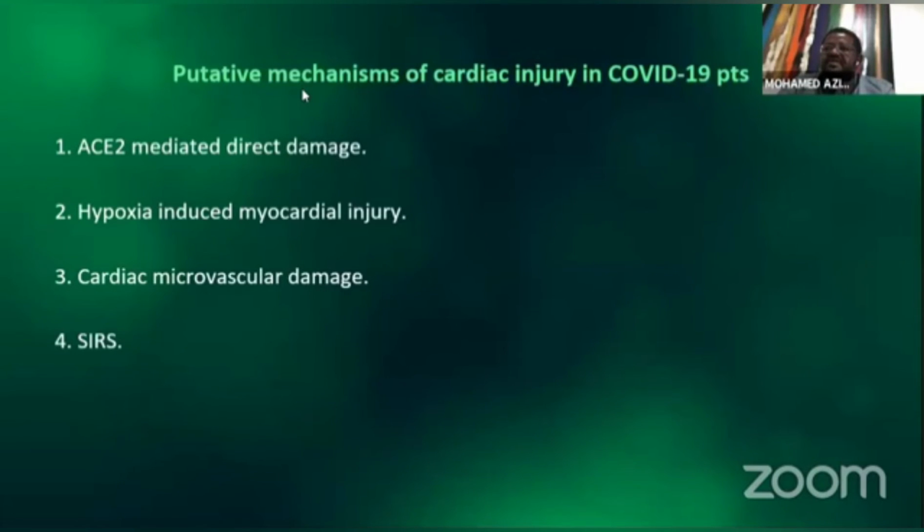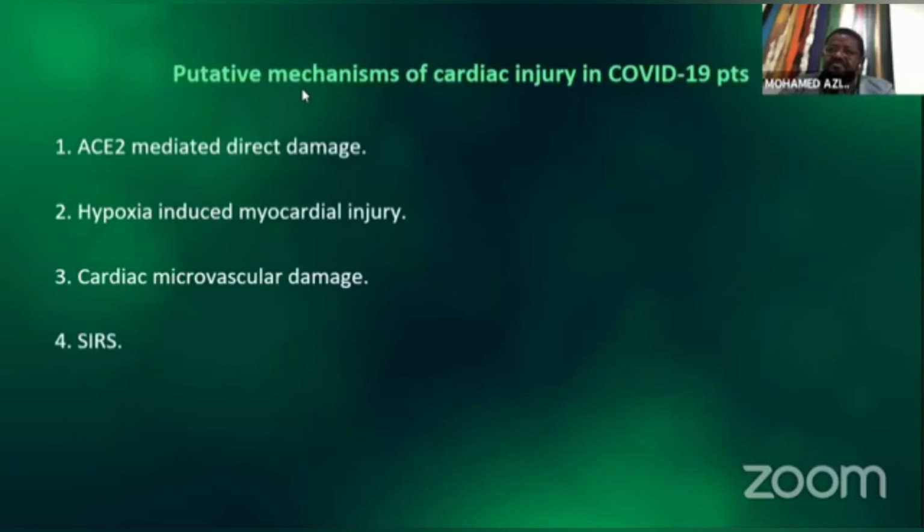Still, there is no clear reason for the cardiac injury in COVID-19. It's still under research, and the mechanisms are putative. There is no definite mechanism, but thousands of researches are running, and soon we'll get floods of research. Hopefully, we can cope with everything. So the first putative mechanism is ACE2-mediated direct damage to the lung and to the heart. Or COVID-19 can cause severe pneumonia, ARDS, leading to severe hypoxia. And this hypoxia, if not treated, can lead to type 2 MI.